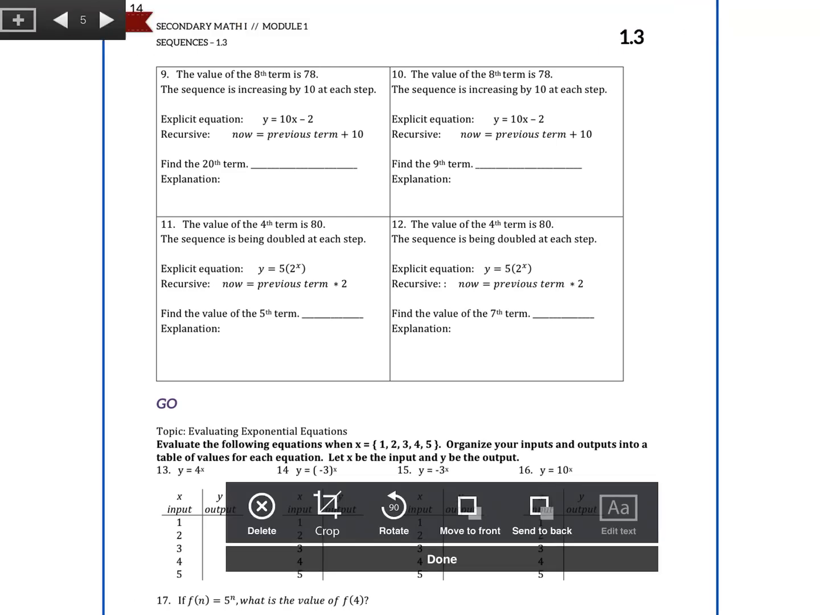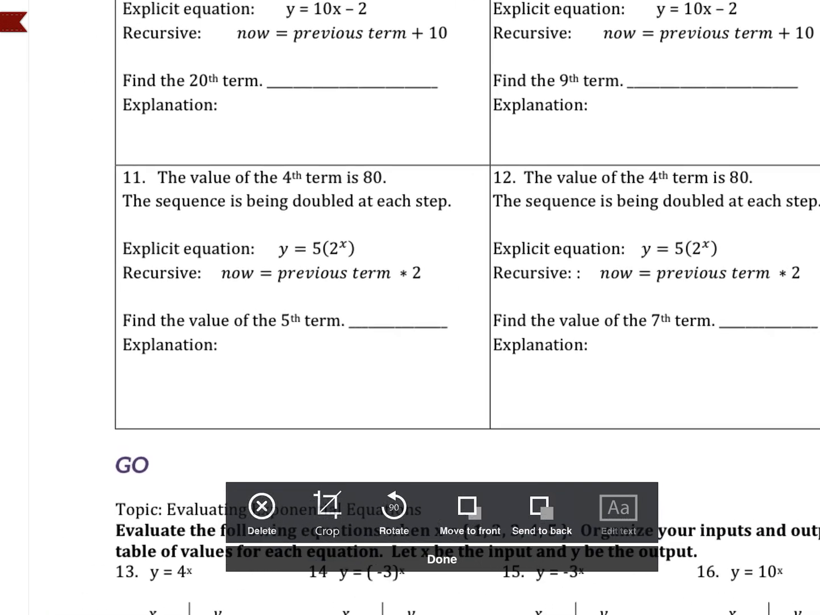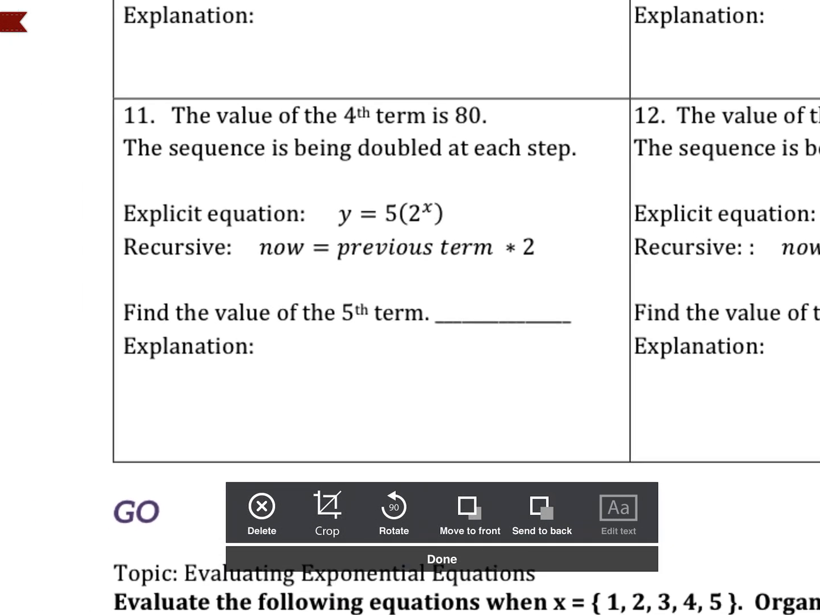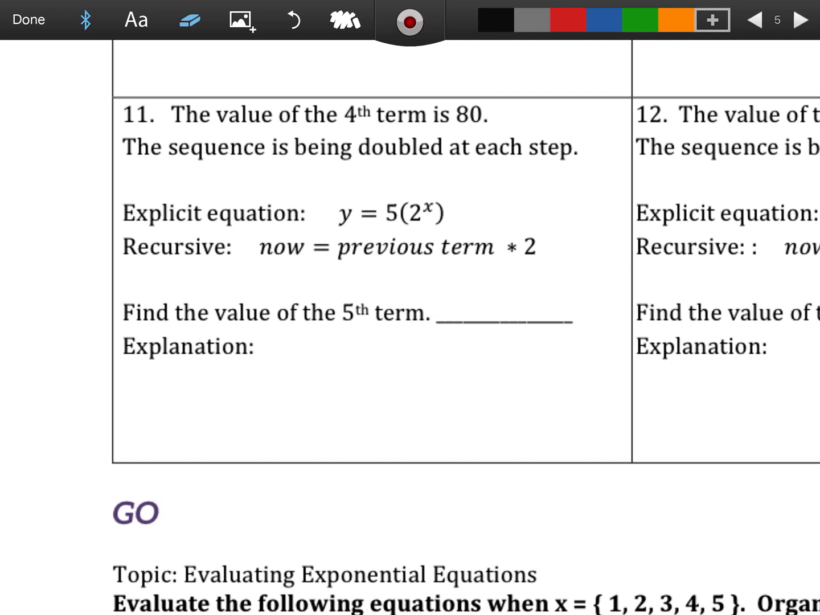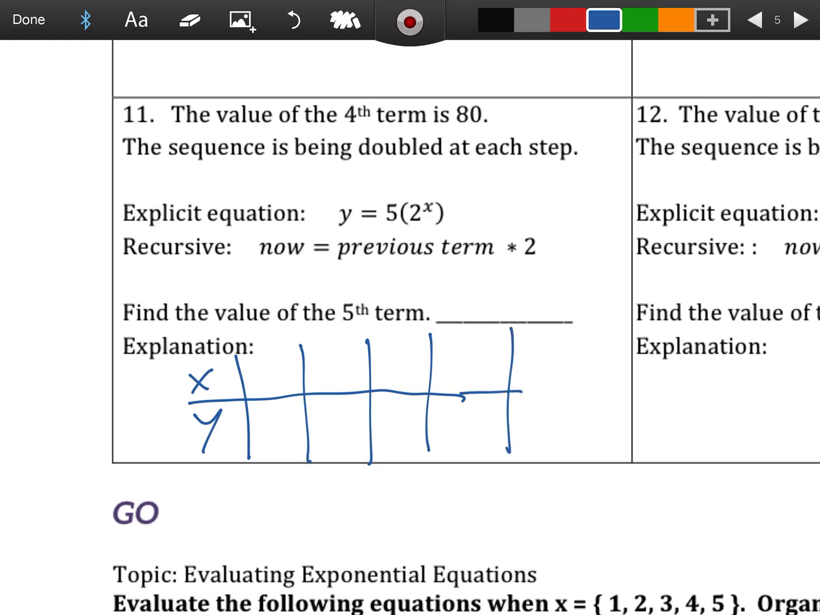This is more of the same. Well, let's see if we can find one where it makes more sense to plug in, okay? So let's try 11. So the value of the fourth term is 80. The sequence is being doubled at each step. So let's make a table. Let's say we have x, we have y. Hopefully we've made a few of these tables now.